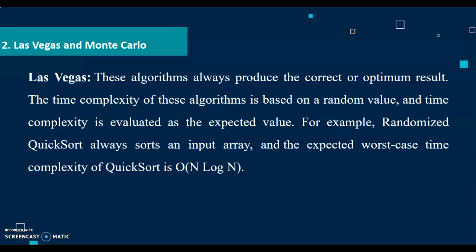The second algorithm. It's basically two algorithms, Las Vegas and Monte Carlo. We'll start with Las Vegas. These algorithms always produce the correct or optimum result. The time complexity of these algorithms is based on a random value, and time complexity is evaluated as the expected value. For example, randomized quick sort always sorts an input array, and the expected worst case time complexity of quick sort is n log n.